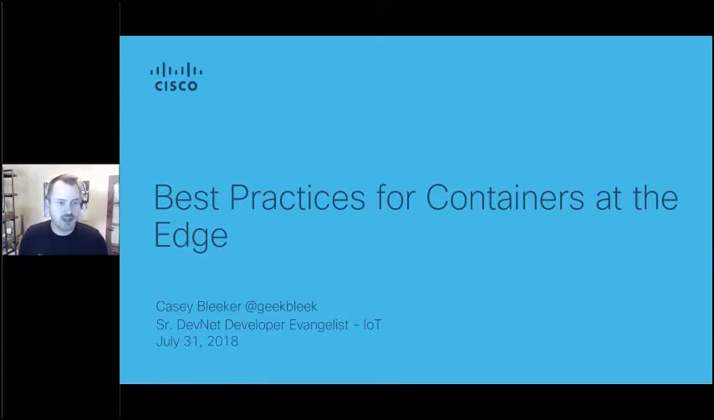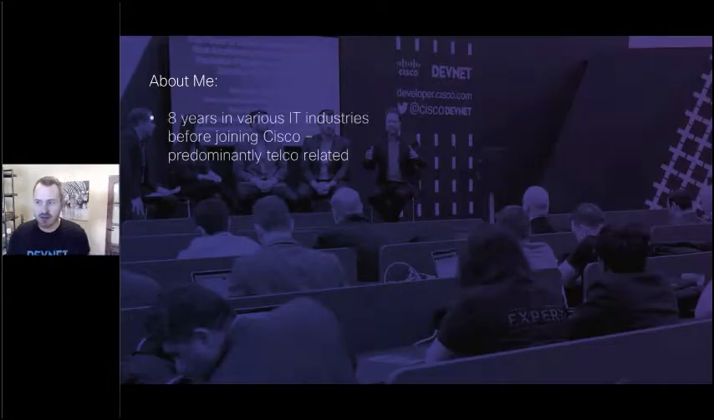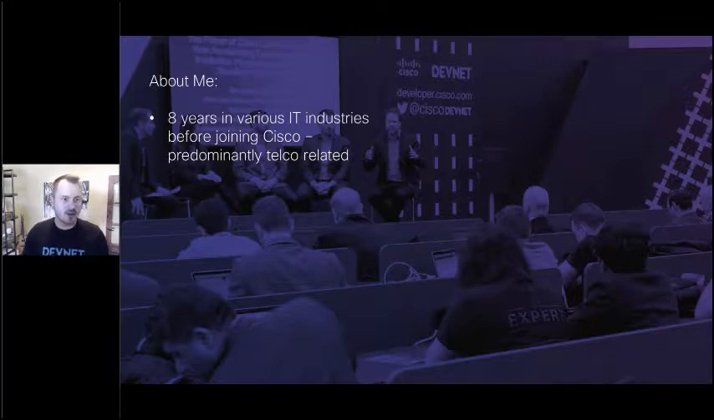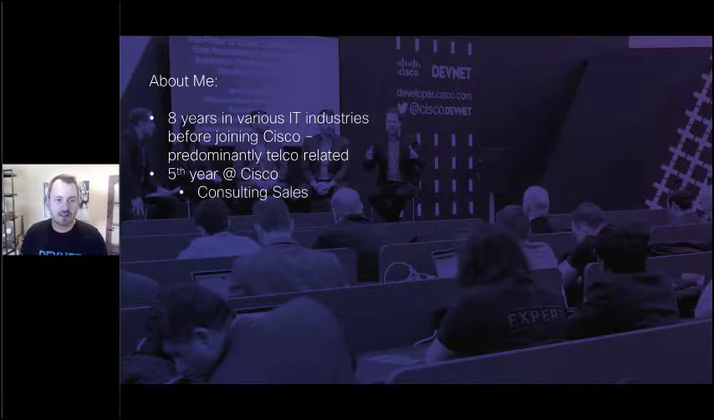Perfect. Thank you very much. So, as Billy said, my name is Casey Bleeker, and I have been with Cisco for about 5 years now. Previous to joining Cisco, I had about 8 years in various IT industries, predominantly telco-related. I have had many different roles within the Cisco organization.